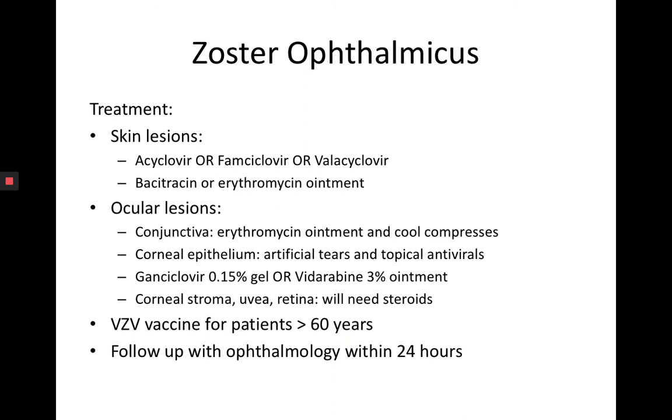So the treatment for Zoster Ophthalmicus is separated into treatment of skin lesions and treatment of ocular lesions. For skin lesions, you'll prescribe either acyclovir or famciclovir or valacyclovir to be given orally, as well as bacitracin or erythromycin ointments. For the ocular lesions, treatment really depends on what's involved, but you'll usually give a prescription for erythromycin ointment, artificial tears, and then topical antiviral treatments. These patients may require steroids, but you will only give it in consultation with ophthalmology. For patients who are over 6 years, it's important to also administer the varicella zoster vaccine, and patients should follow up with ophthalmology within 24 hours.